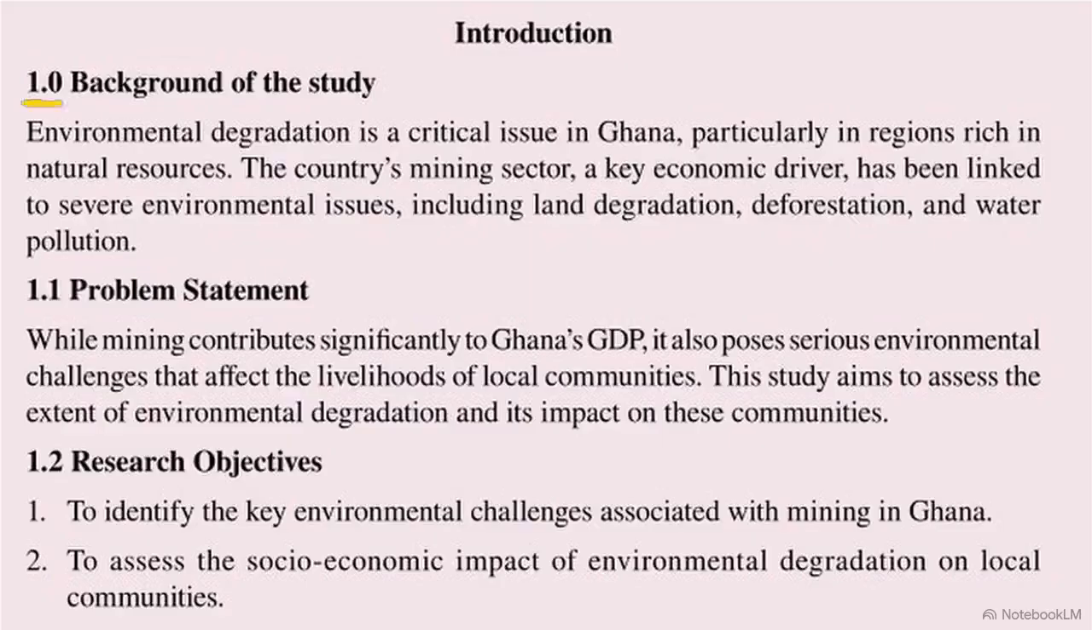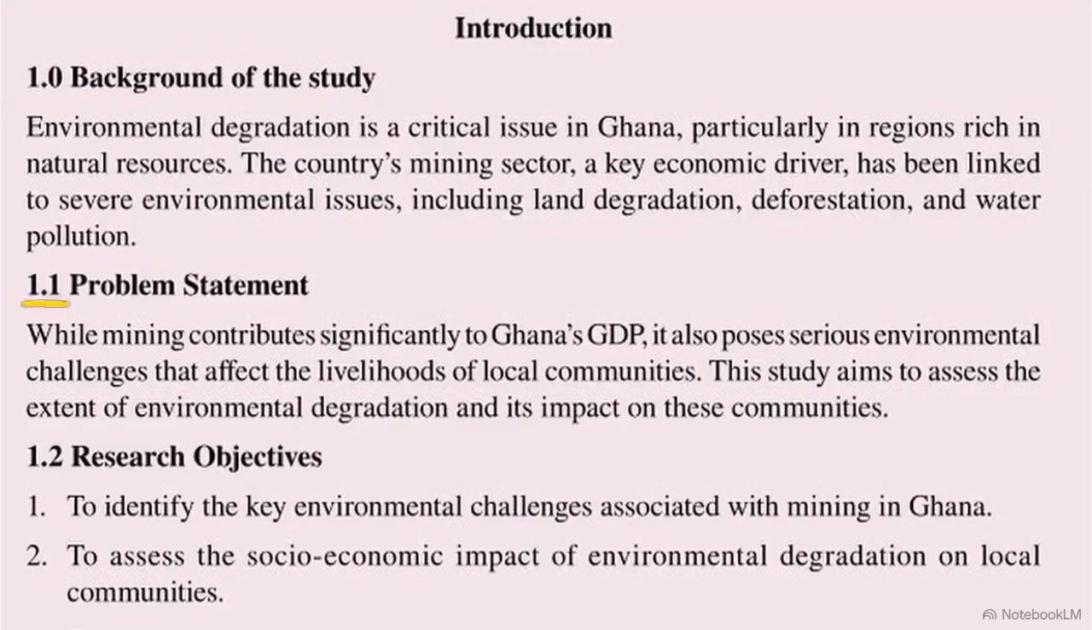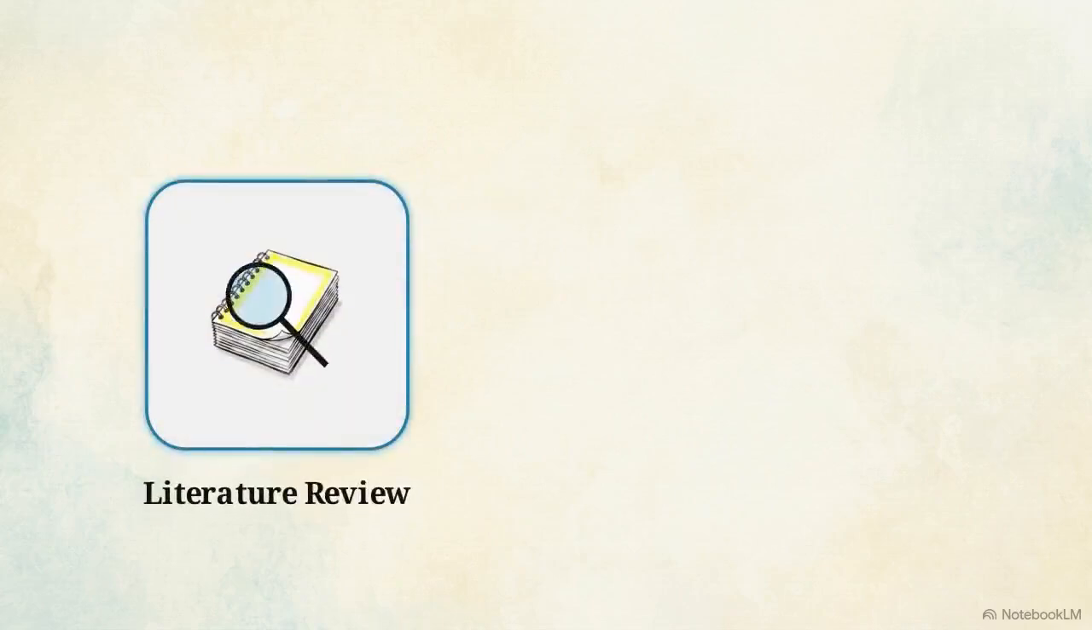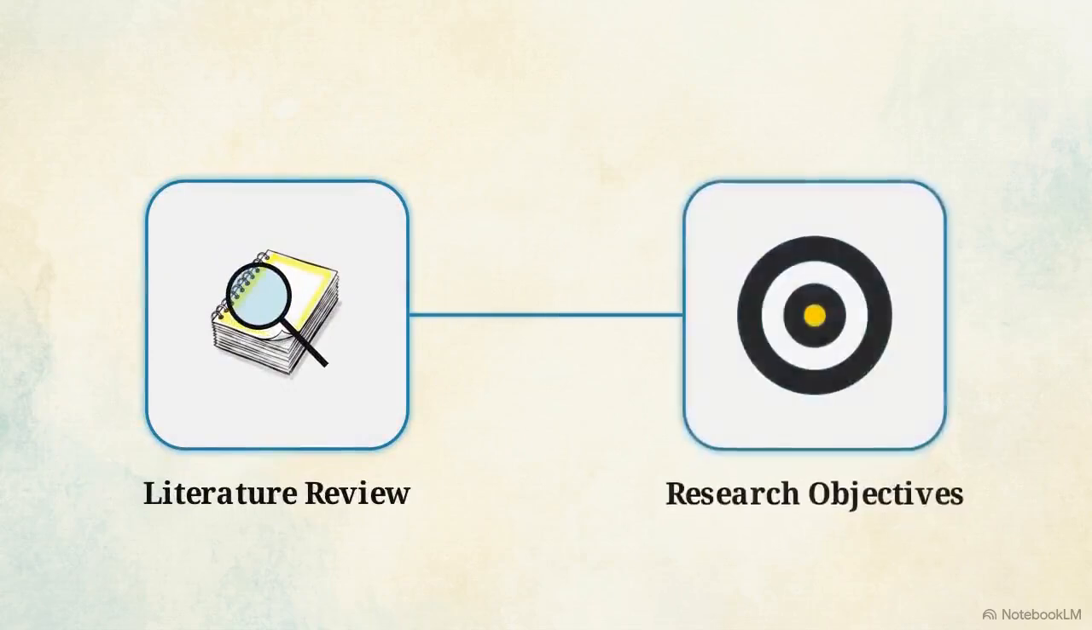This document shows the first three steps of the research process applied to that crisis. Step 1 identifies the specific problem, the fact that mining poses serious environmental challenges. Step 2 is the literature review, where you analyze existing reports on soil erosion and water contamination. Step 3 establishes clear research objectives to guide the rest of the study.